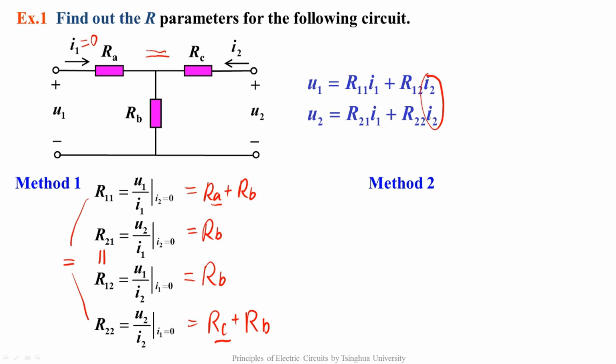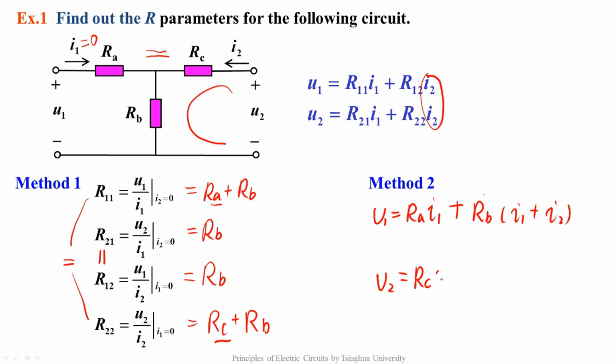The second method is to write out the port voltage-current relationship directly. Remember now we want to use I1 and I2 to describe U1 and U2. U1 equals RA times I1 plus RB times (I1 plus I2). This is a loop including U2. U2 equals RC times I2 plus RB times (I1 plus I2).